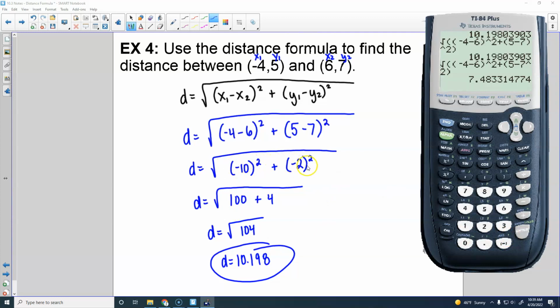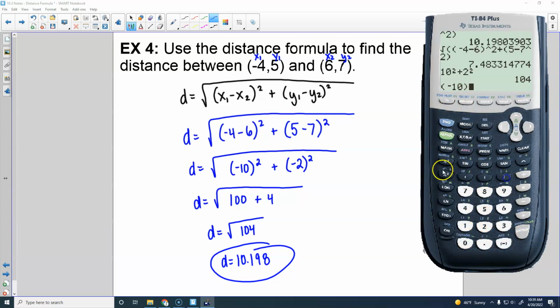Also, if you type it in at this point where you got the -10 squared plus -2 squared, I usually just type in 10 squared plus 2 squared. But if you use negatives, you got to do negative 10 squared plus negative 2 squared. If you're squaring a negative, you got to have those parentheses or the calculator cannot do it correctly. Okay, questions?